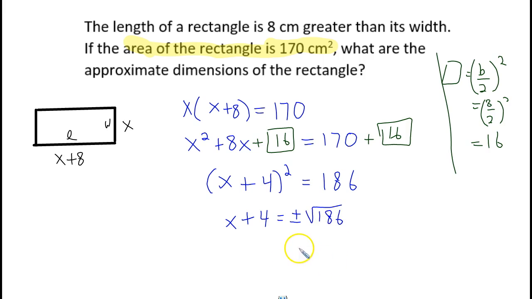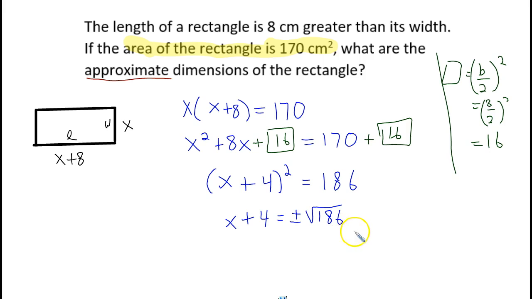Now, this is a word problem, and it doesn't say what are the exact dimensions. It says what are the approximate dimensions. So in the past, we've been very careful to keep things in radical form, but this word problem, by saying what are the approximate dimensions, has given us permission not to have to worry as much about this 186 under the square root. We can just go ahead and change that to a decimal, okay?